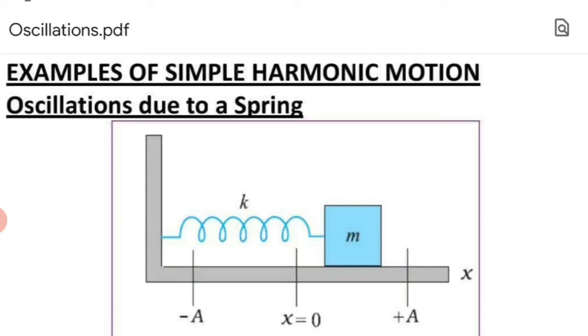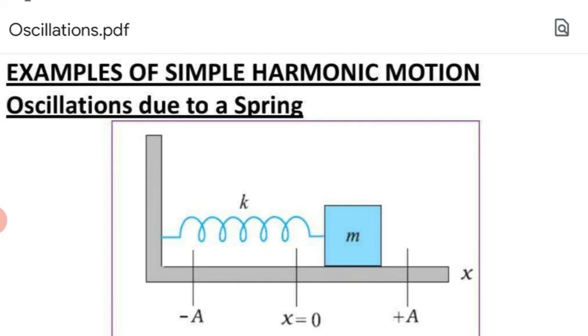Welcome to the next lesson in physics. Here we are discussing two examples of simple harmonic motion. First one is oscillations due to a spring. Here we have a horizontally mounted spring.